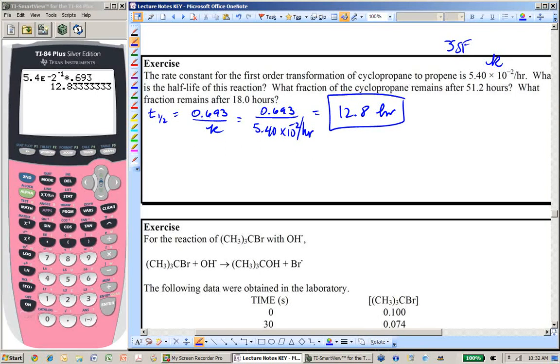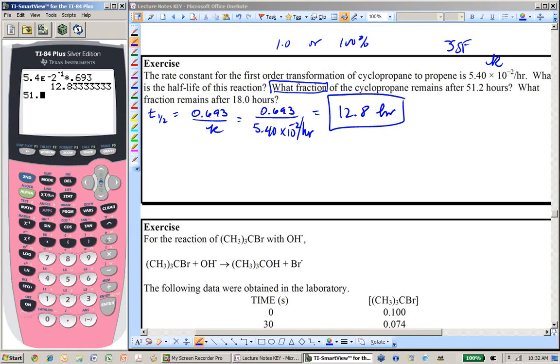And then what fraction? See here, now they're asking me about fractions. So you start with 1.0, or you start with 100% if they're doing it in percents. Don't freak out either way. What fraction of the cyclopropane remains after 51.2 hours? You need to expect easy math, especially in the multiple choice portion and sometimes in the free response portion. I see a multiple here. You may not, but I do. And I'm thinking that's about 4 times, but let's double check. 51.2 divided by 12.8. Looky, looky, exactly 4 half-lives.